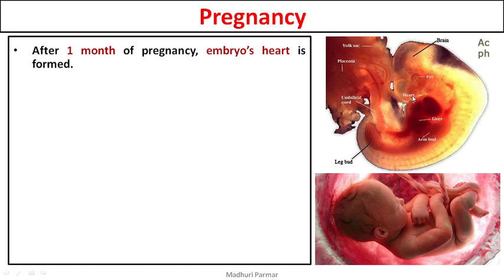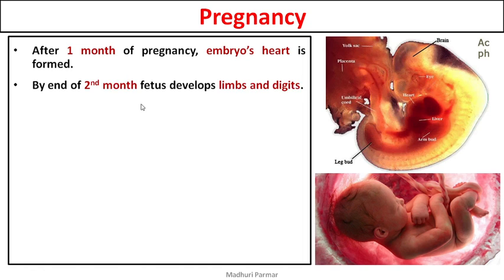Fine. So here you can see a small heart forming, a small arm bud. A bud is just like a rounded structure, from where the arms will be formed. And you have similarly a leg bud. You can even see the tail portion, a small head with the brain, eye, heart. All of these small organs have started forming. So after 1 month of pregnancy, the embryo's heart is formed.